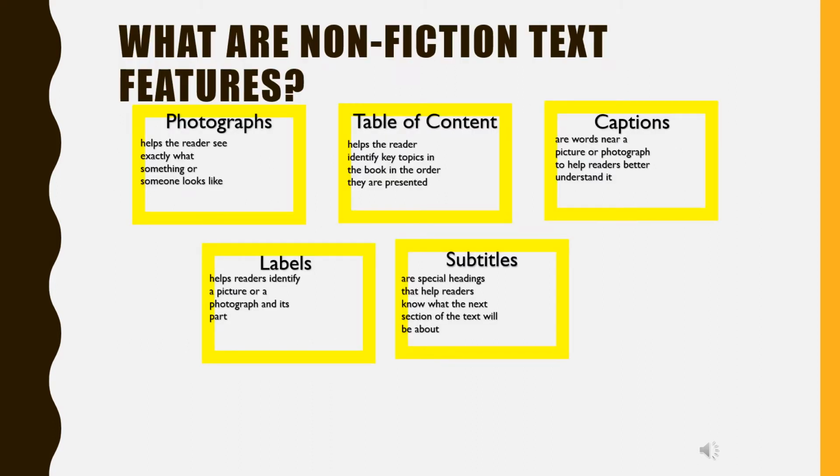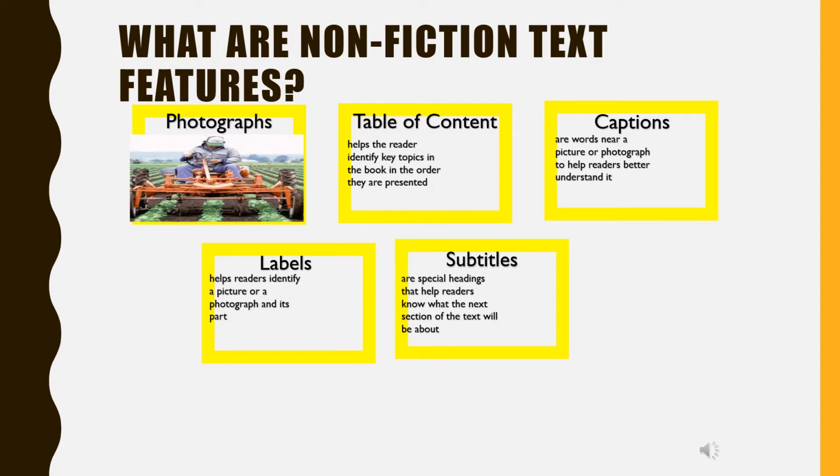You probably are asking yourself, what are nonfiction text features? In this story, there are 5 different kinds of nonfiction text features, so we will only discuss those 5. The first one is photographs. Photographs help the reader see exactly what something or someone looks like. In this story, since we're talking about a farm, we probably will be seeing farm pictures.